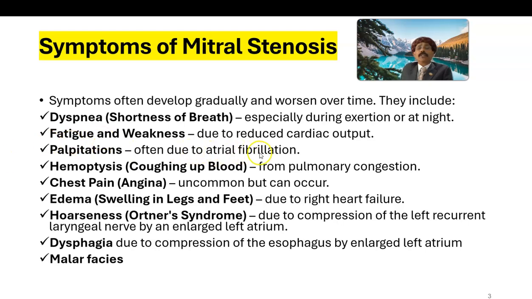Palpitation, often due to atrial fibrillation. Atrial fibrillation, particularly of the left atrium, because the left atrium is hypertrophied and the wall is abnormal, that will lead to left atrial fibrillation. Okay, we got that. Hemoptysis, coughing of blood from pulmonary congestion. Because blood cannot go to the left ventricle, there will be stagnation of blood in the pulmonary circulation. There will be pulmonary congestion and breakdown of the capillary wall that may lead to hemoptysis.